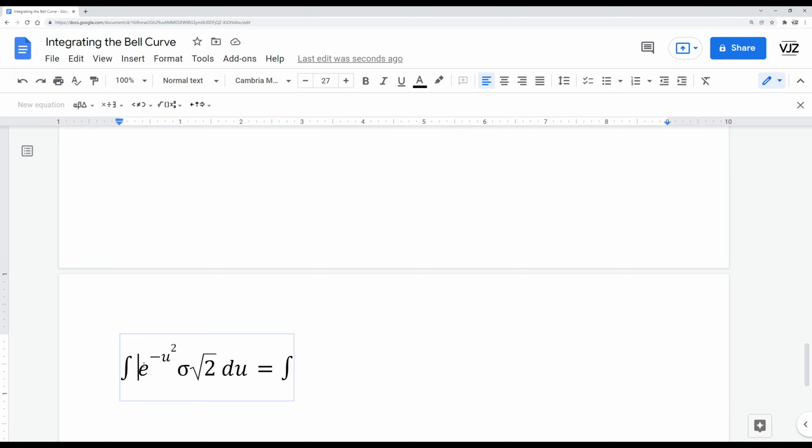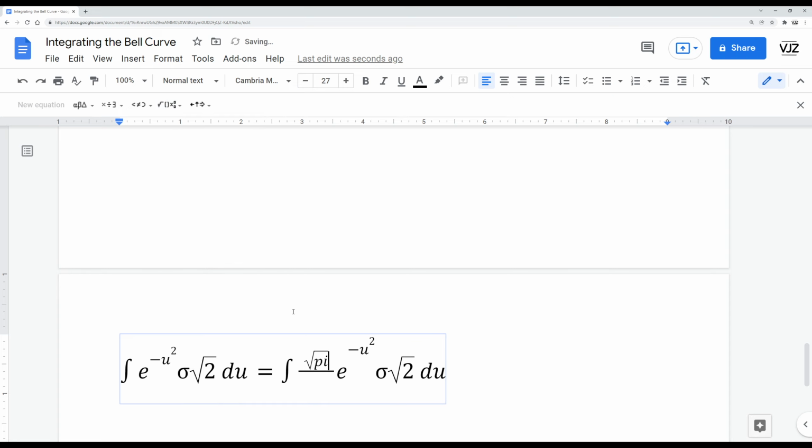So let's actually just come in and paste this first. We're going to multiply by 1, but in a very specific form of 1, because 1 can be in a lot of forms. For this form, I am going to specifically multiply by the square root of pi over the square root of pi.